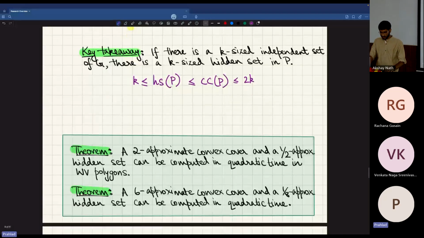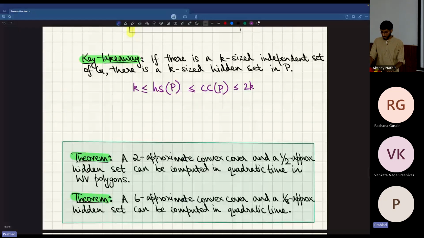So therefore, in quadratic time, you can find these 2 approximate convex covers for weakly visible polygons. And because this window partitioning and all that can be done quickly, we have a 6 approximate convex cover and a 1/8 approximate hidden set in general simple polygons in quadratic time.